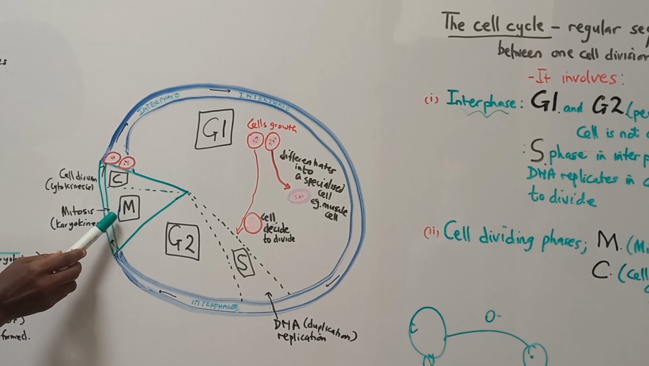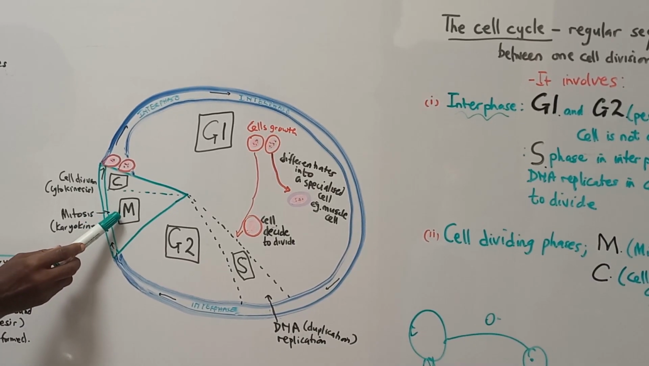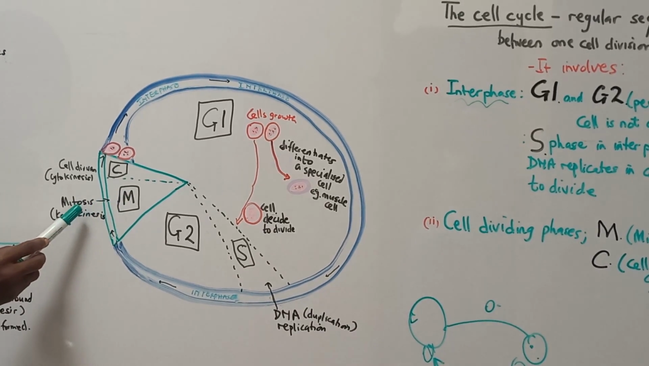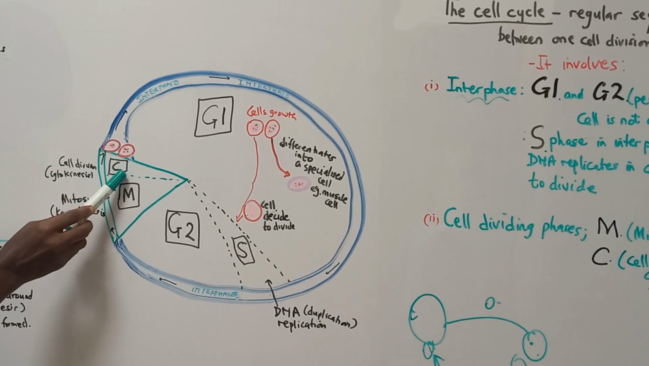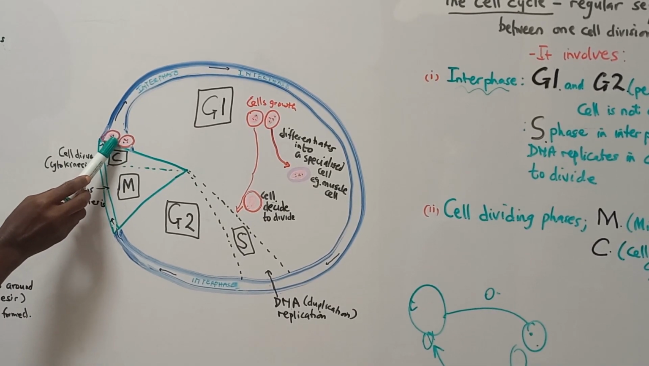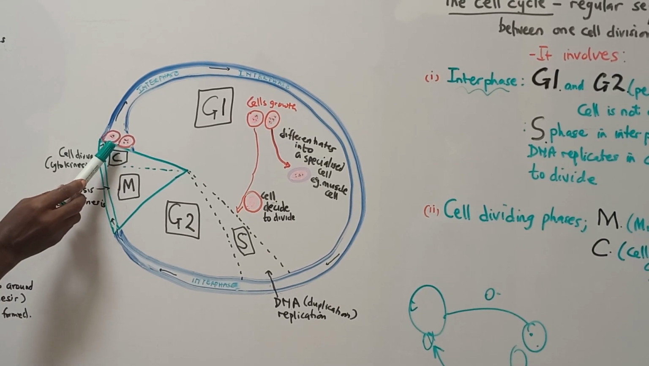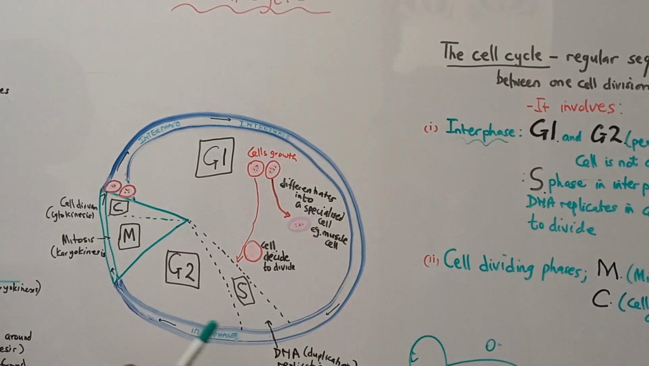Then it gets into a time of division, but the nucleus divides first, and that is mitosis. And then after the nucleus divides, the cytoplasm will also divide, and the whole cell will then divide, and you have two identical cells. So this is the cell cycle.